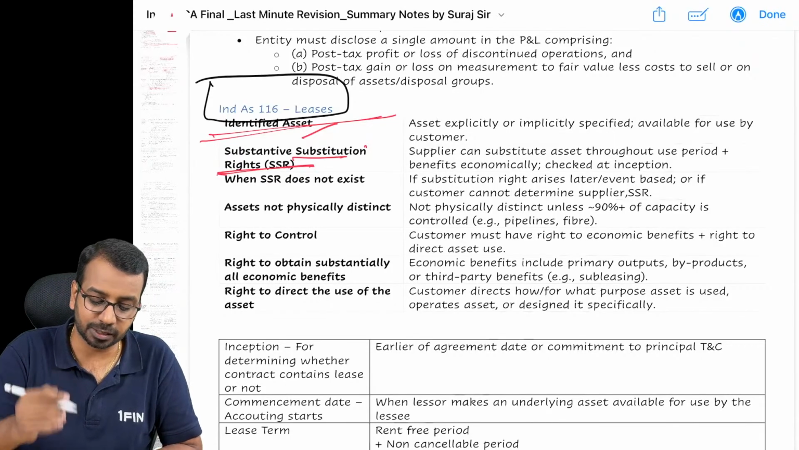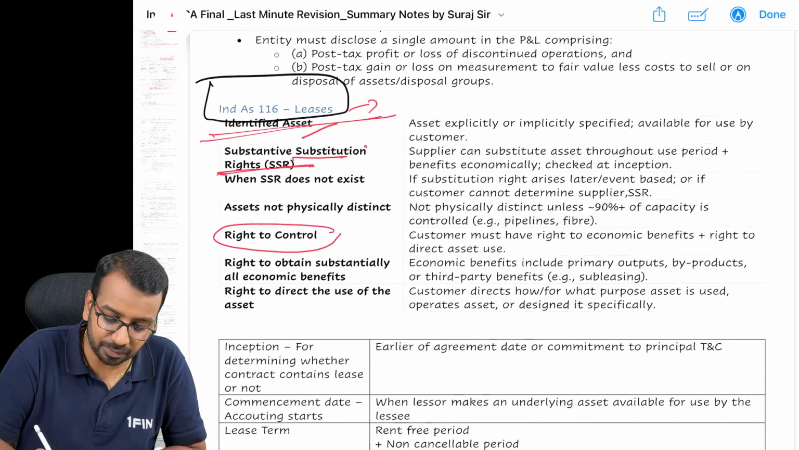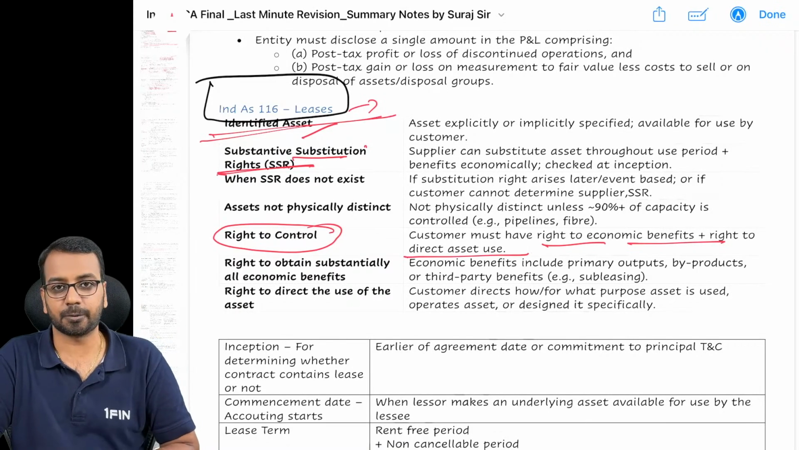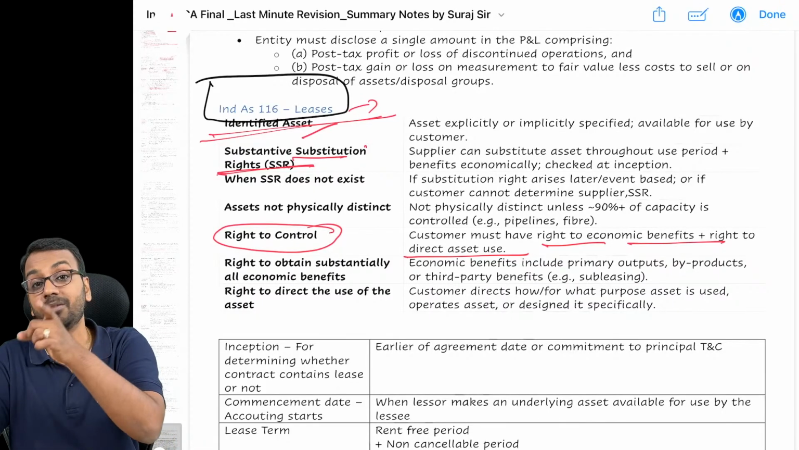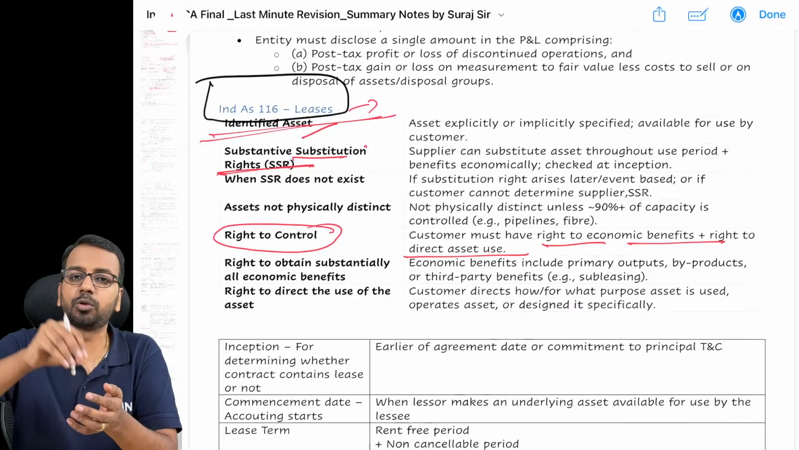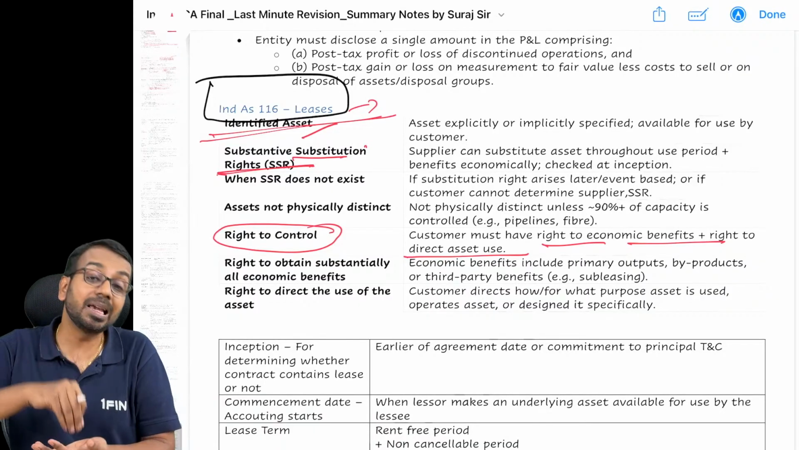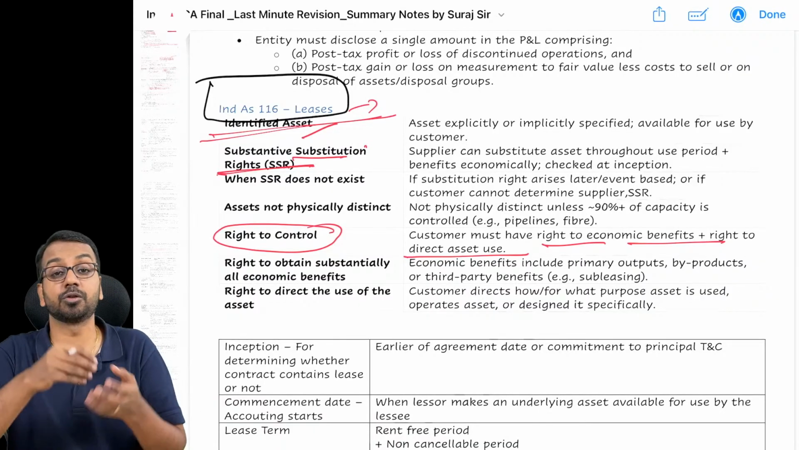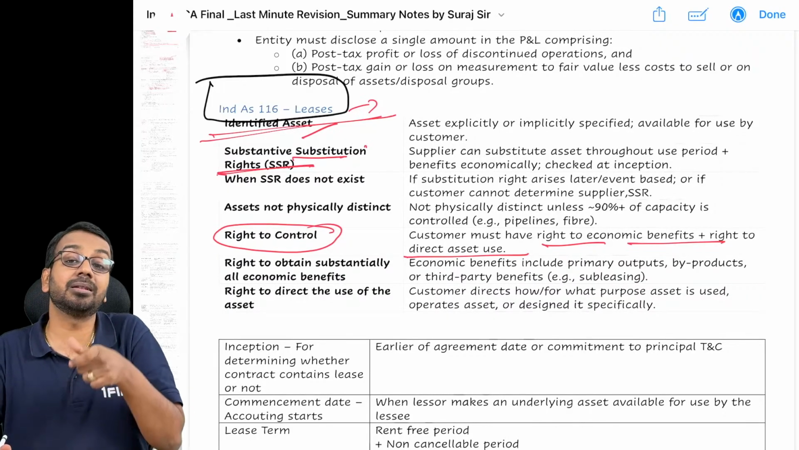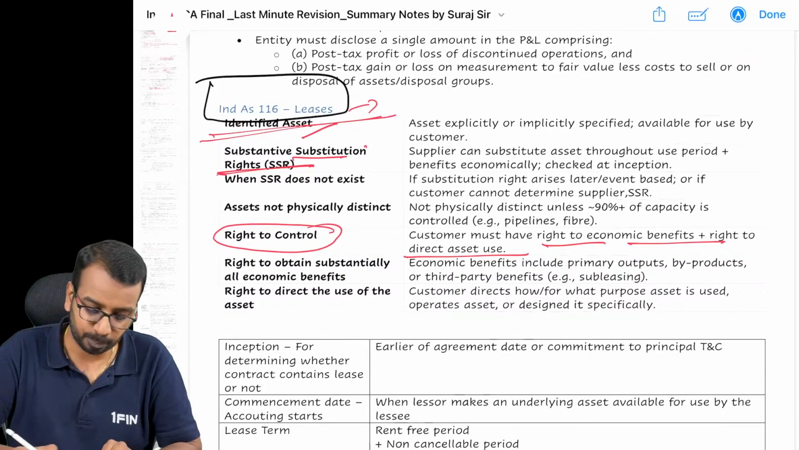Now, one very important aspect of lease is that the lessee must have right to control, that is right to get the economic benefits and right to direct the use of the asset. Whoever is the lessee must be able to say, okay, I will use it for this purpose within the overall agreement framework. I will use the asset only for this particular purpose. I will decide how much to produce, how to produce, and all of that. But if a lot of these decisions are taken by the lessor or by the supplier, then in that case it will not form part of lease.